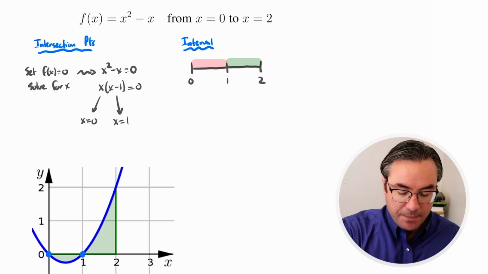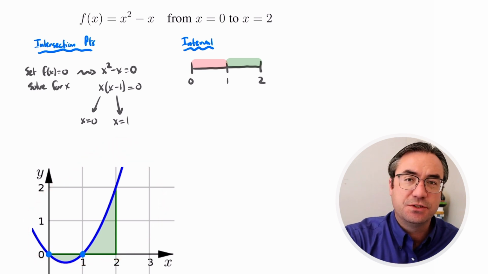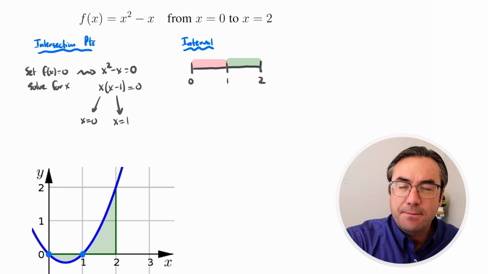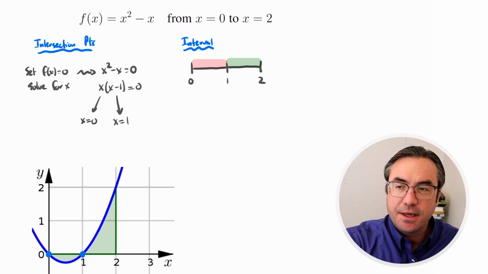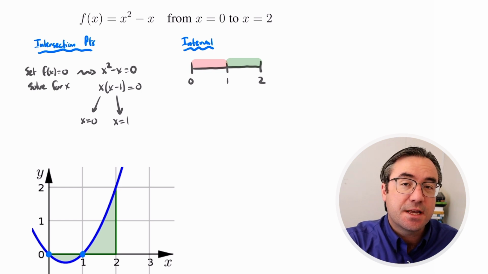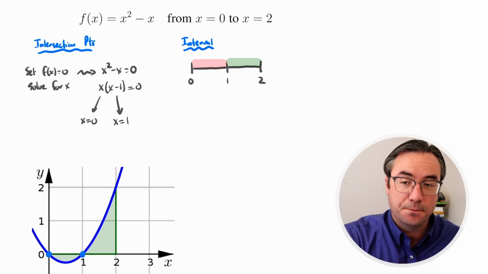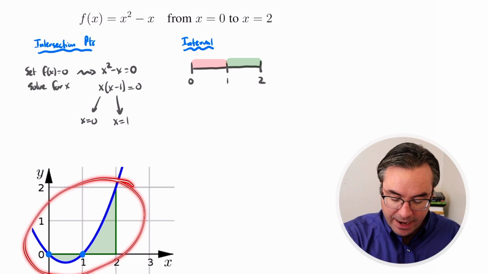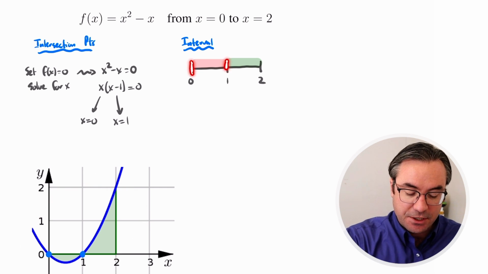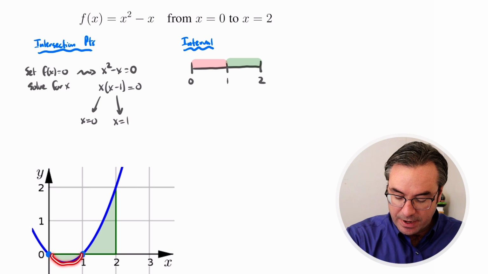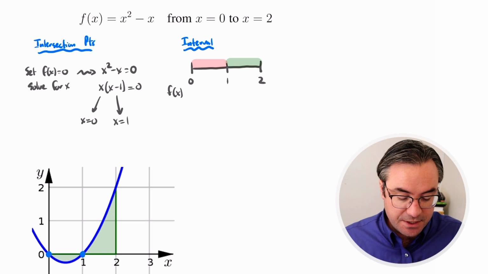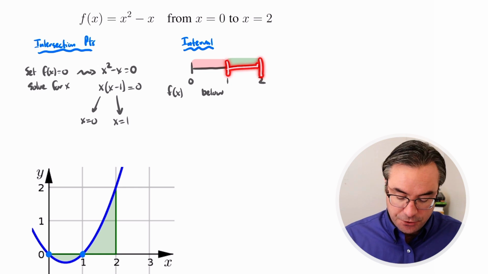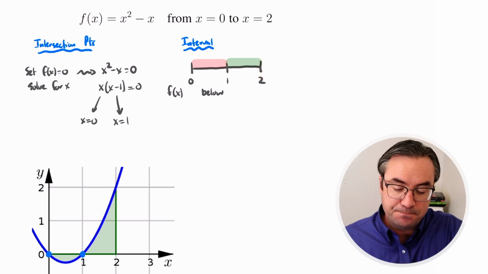And if we didn't have the graph of the function just sitting right here, we're going to want to figure out which of these intervals is our function above the x-axis and which of them is it below. So looking at the graph, we can see that in between 0 and 1, the graph of the function is below the x-axis. So on this interval, it's below. And then in between 1 and 2, that's where the function is above.